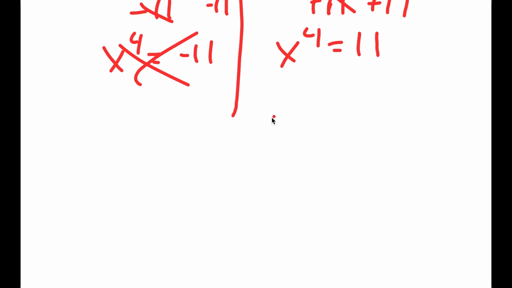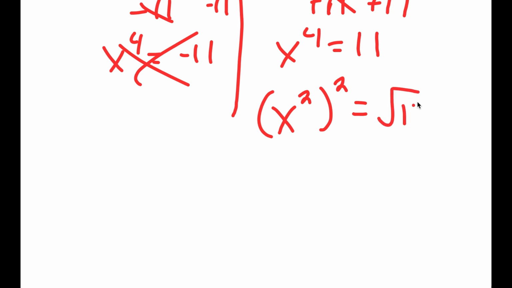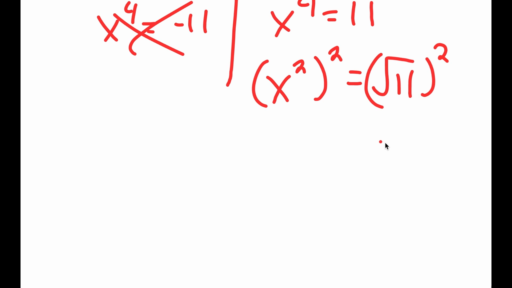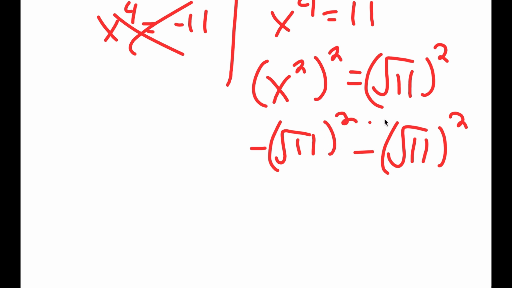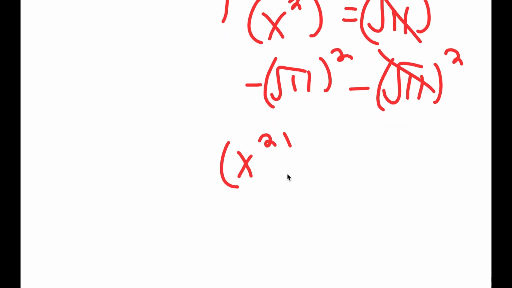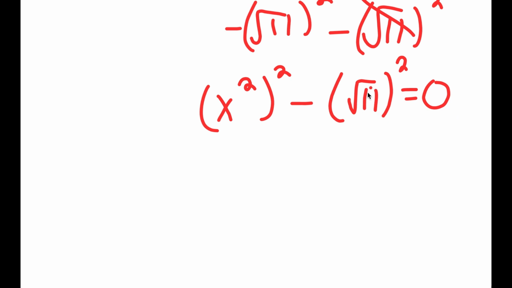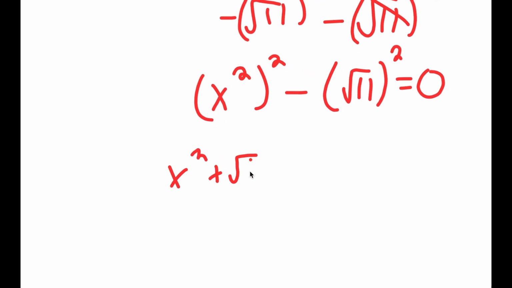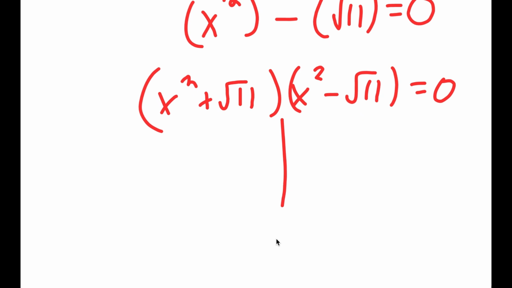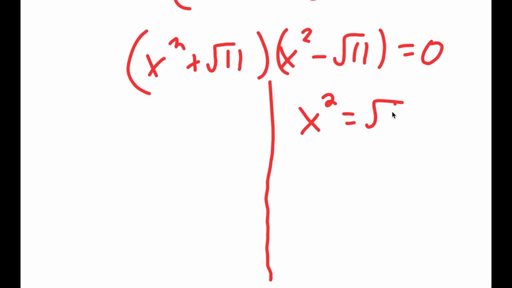For this, I can rewrite this as x squared to the power of 2 is equal to the square root of 11 squared. And now I'm going to subtract the square root of 11 squared on both sides. And now I get x squared to the power of 2 minus square root of 11 squared is equal to 0. And this means that x squared plus the square root of 11 times x squared minus the square root of 11 is equal to 0, meaning I have x squared is equal to square root of 11, and x squared is equal to negative square root of 11.